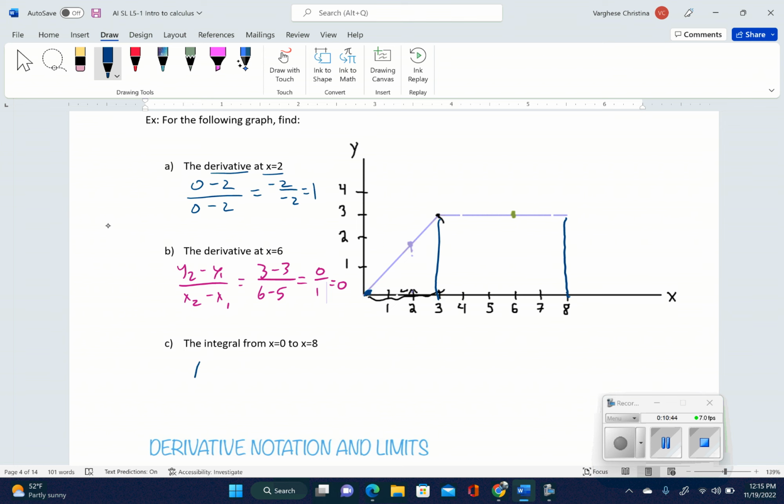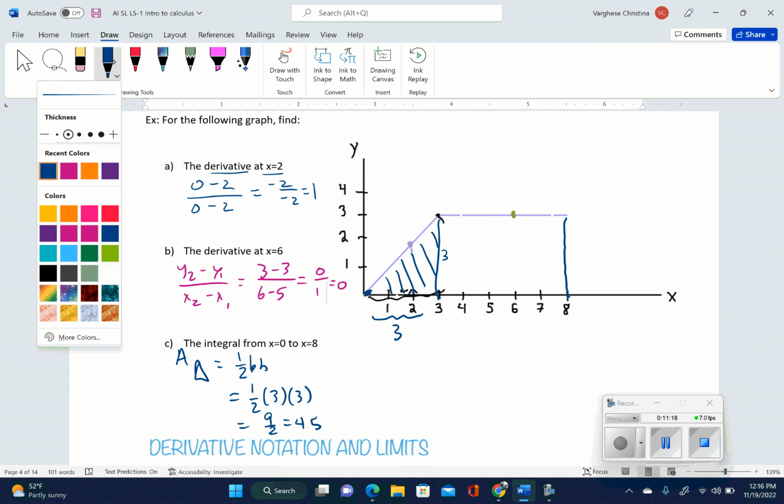So the area of the triangle is going to be 1/2 base times height, right? So here's my base, which is 3. That's 3, and my height here is also 3. So my area of my triangle is going to be 1/2 times 3 times 3. So that's 9. Cut in half is 9 halves, or 4.5. Okay, so this area is 4.5 units.